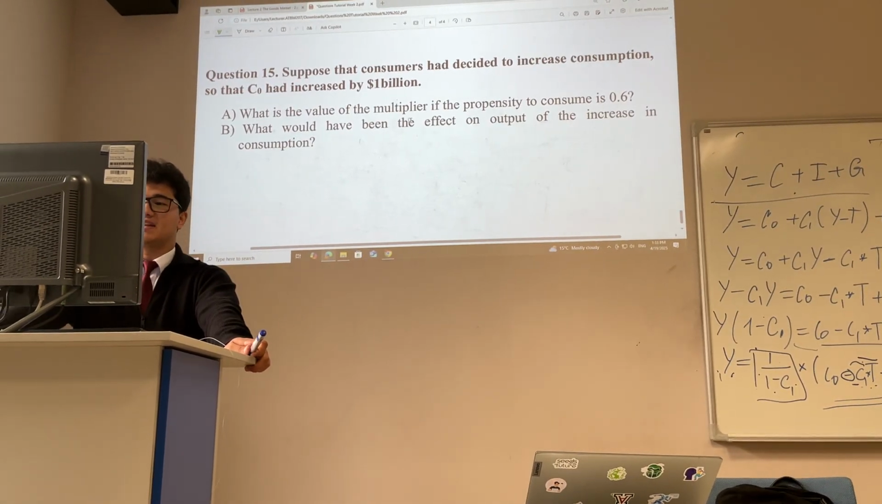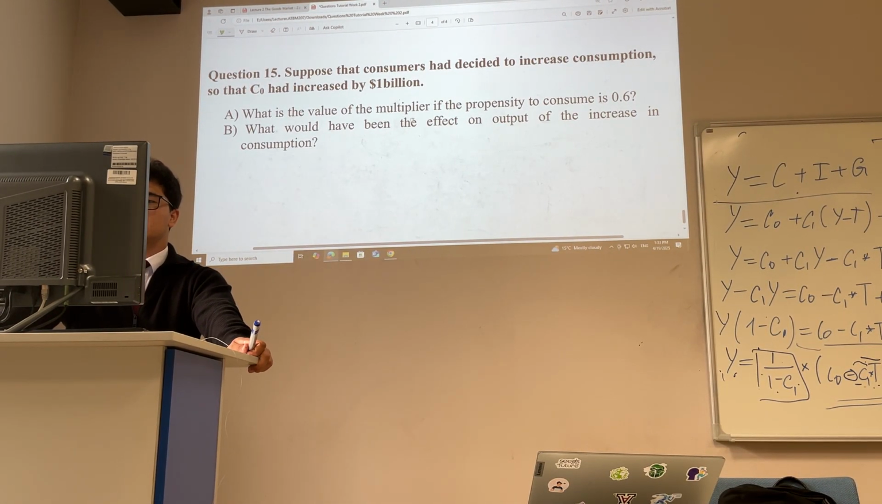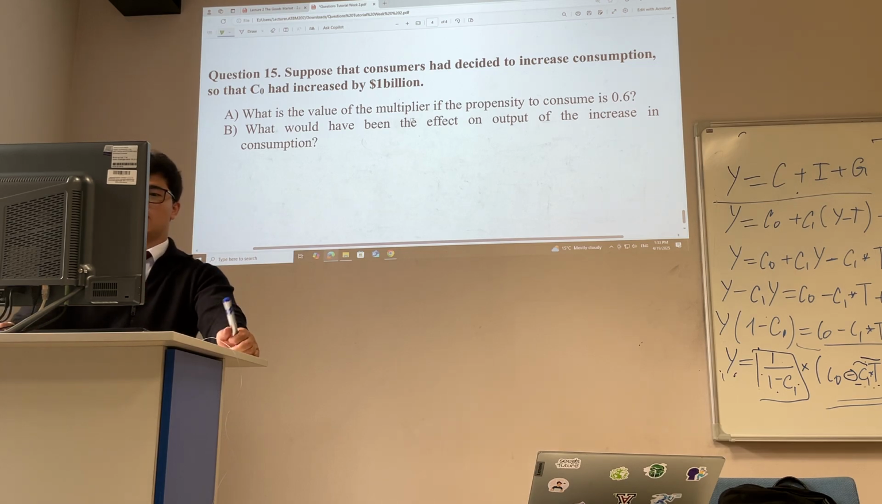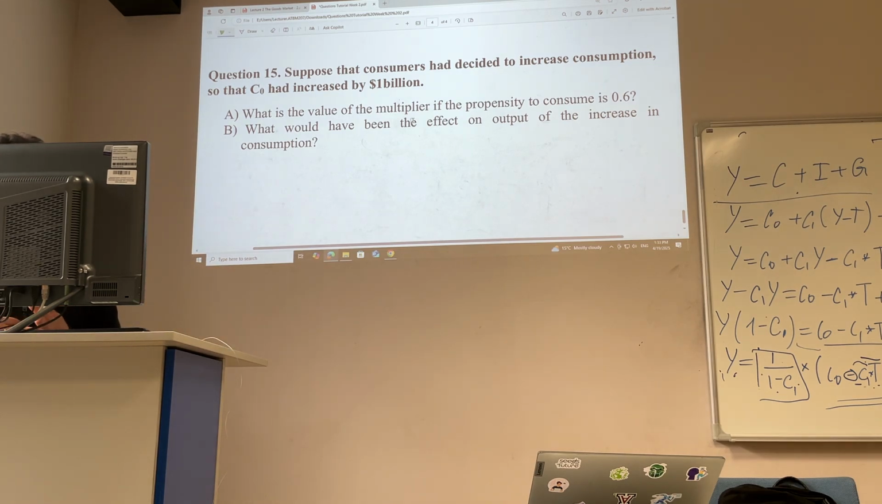What would have been the effect on output of the increase in consumption? So guys, here, suppose that consumers had decided to increase consumption so that C0 had increased by 1 billion. So our consumption increased by what? How much?